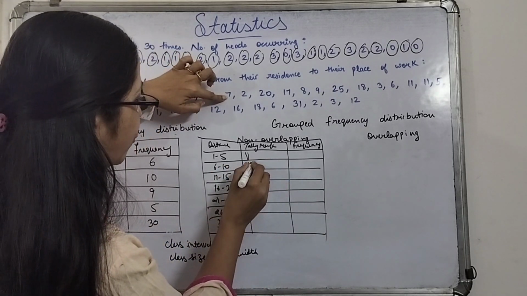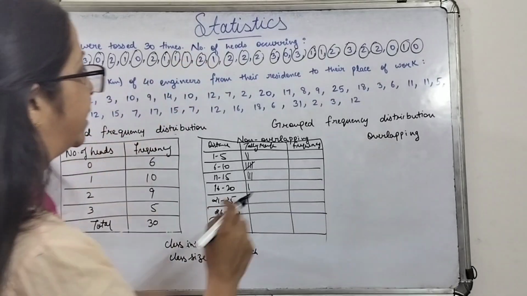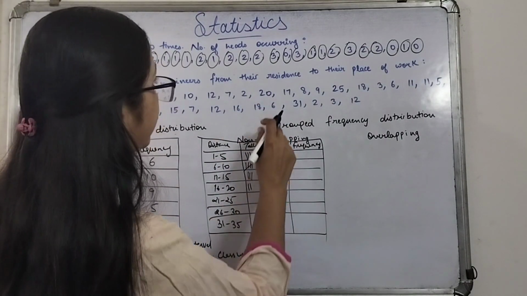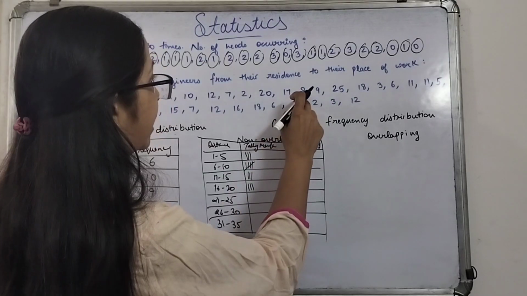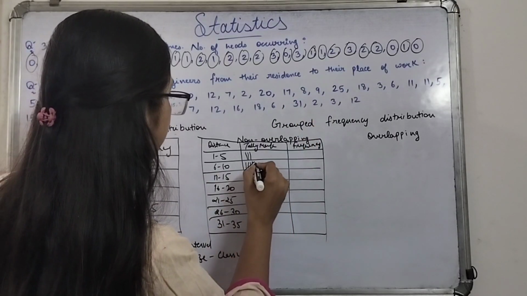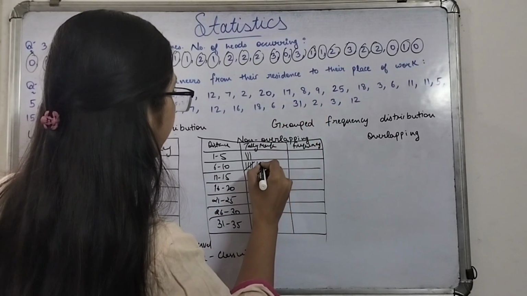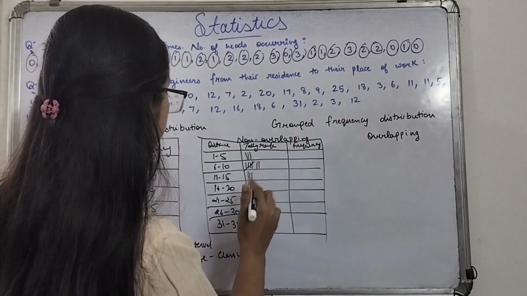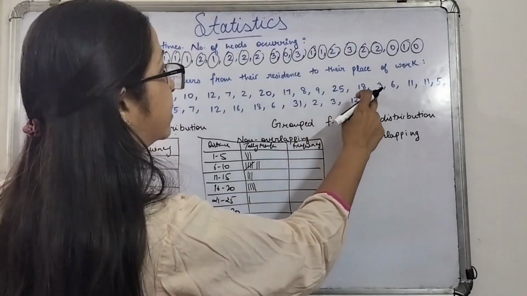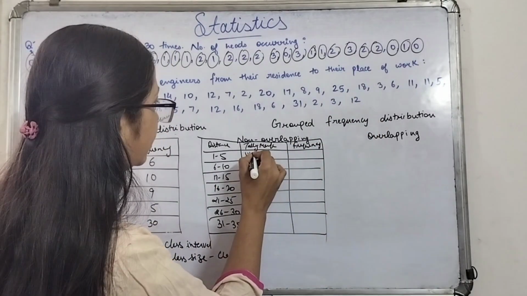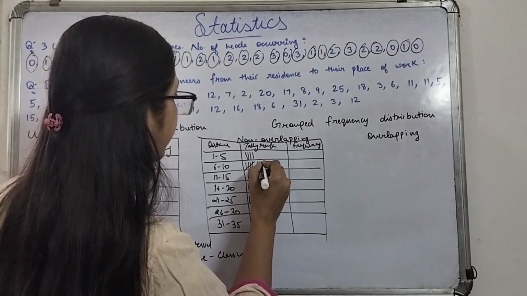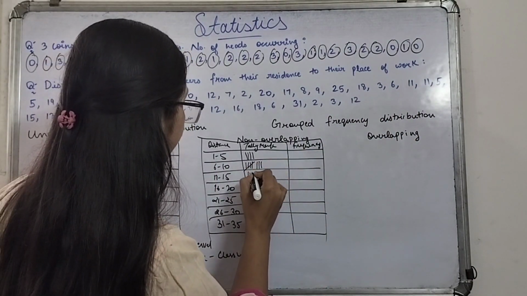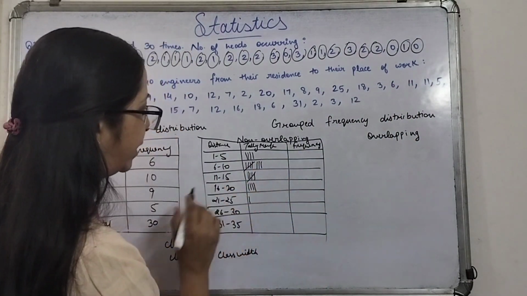Already 4 are there, so for 5 we'll make a cross line, then your 2 will come here, then 20 will come here, 17 will again come here, 8 will be here, then your 9 will again be here, 25 will be here, 18 will come here, then your 3 will be here, 6 will be here, then 11 is coming 2 times, so 11 will come here one time and one more time, so 5 will be like this.